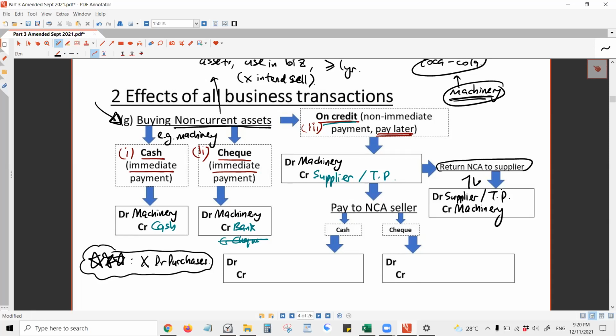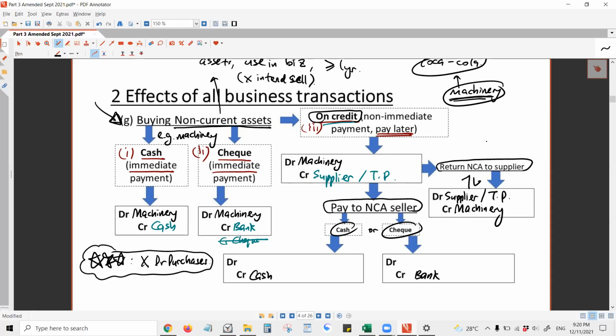Now what if you don't return the NCA back to the supplier, meaning there's no problem with the NCA? Eventually you must settle the payment, right? You must settle the debt, because you bought on credit earlier. So again, you may pay with cash or check. If you pay with cash to settle, credit cash. If you pay with check to settle, you credit bank.